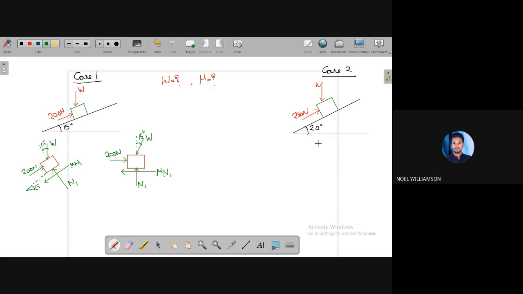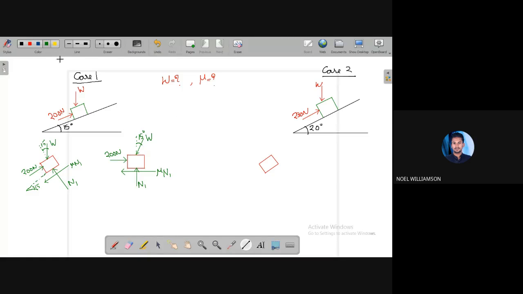Case 2 also I will explain. After that you have to find the equations for sigma fx equal to 0 and sigma fy equal to 0, and solving 1, 2, 3 and 4 you will get the value for W and mu. Okay, so for case 2, the free body diagram will be like this. That is the body.